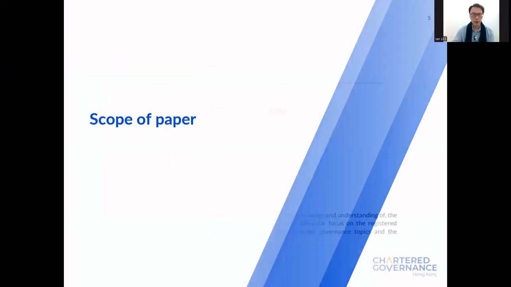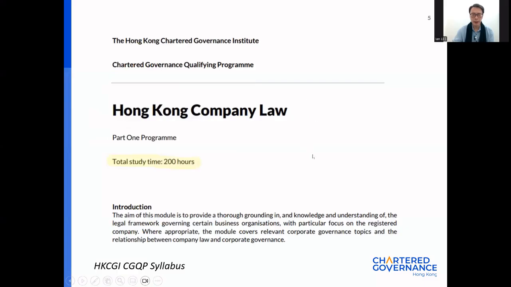Okay, so first of all, the scope of the paper. I extracted all this information from the HKCGI website and also from the relevant materials. I think you would recognize this is the cover sheet for the Hong Kong Company Law paper. Most important is the part I highlighted. The total study time is 200 hours. So that is very important.